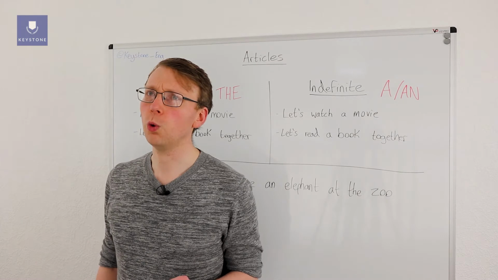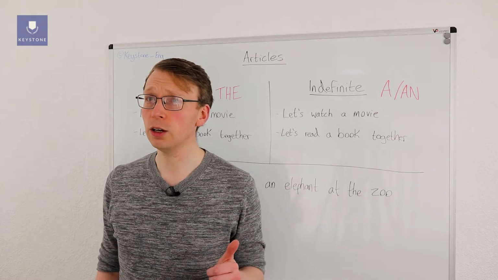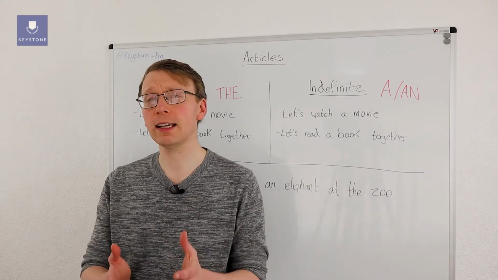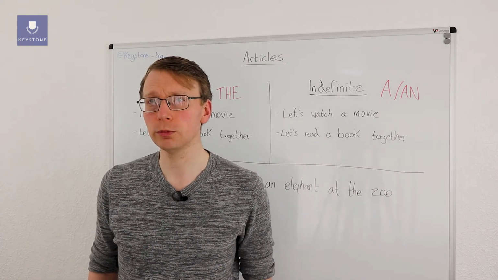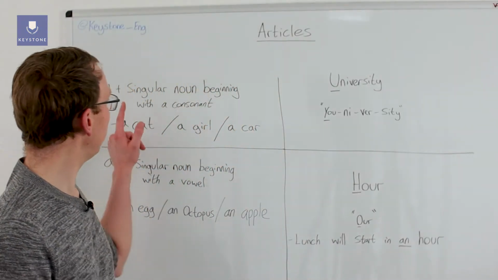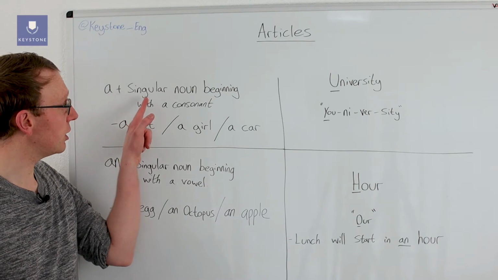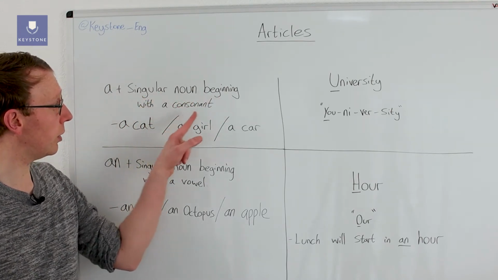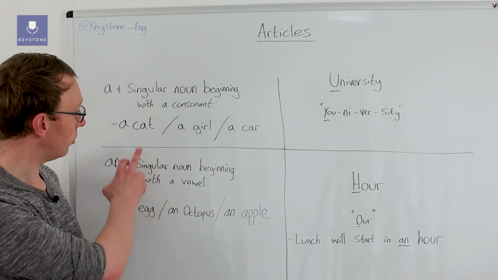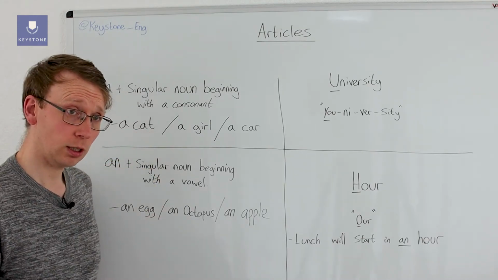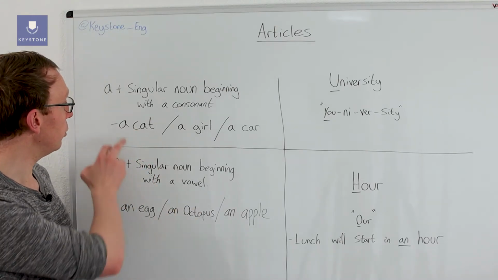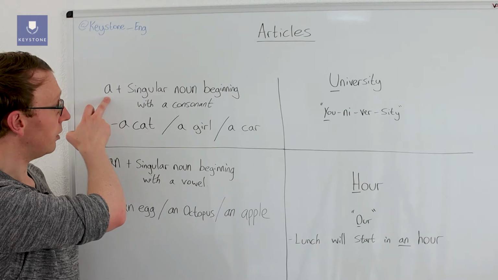Now, how do you know when to use a or when to use an? Well, it all depends on the next word that will be used. So let's look at some examples. So first of all, we have a plus singular noun beginning with a consonant. So if there is a singular noun, like cat, it begins with a consonant, a C, so we use the article a.